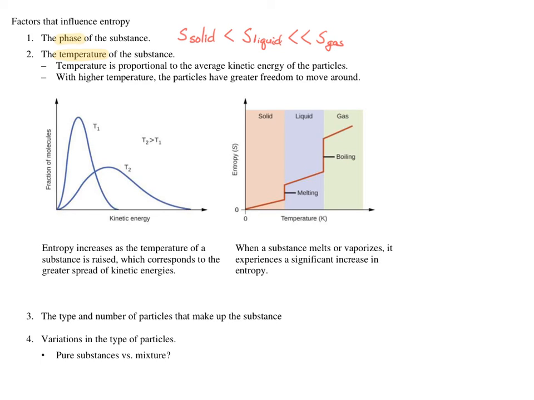Weaker influences on the value of entropy are the number and types of particles that make up the substance and the variation of the particles, whether or not you have pure substances or if you have a mixture.